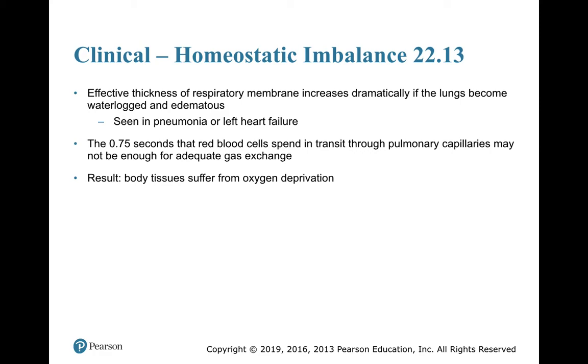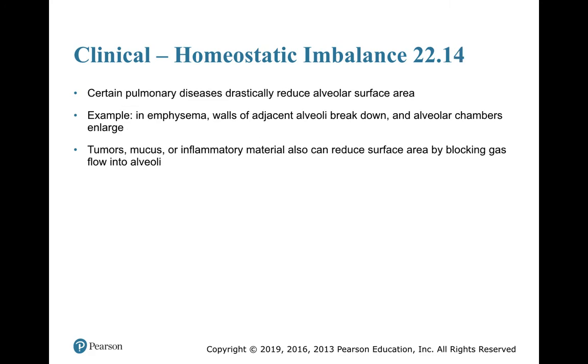In that case, the 3/4 of a second that red blood cells spend in their transit through the capillaries is not enough for adequate gas exchange, and that means the tissues are going to suffer from oxygen deprivation. Certain pulmonary diseases will also drastically reduce the amount of alveolar surface area. Emphysema, for example: the walls of adjacent alveoli break down and the alveolar chambers enlarge, so you get big alveoli instead of lots of little alveoli. That cuts down on surface area. Tumors, mucus, and inflammatory material can also reduce surface area by blocking gas flow to and from the alveoli.